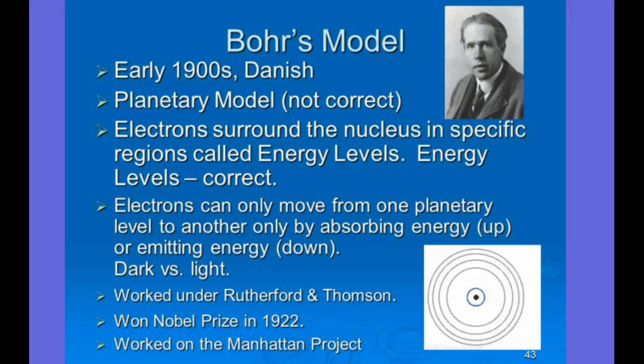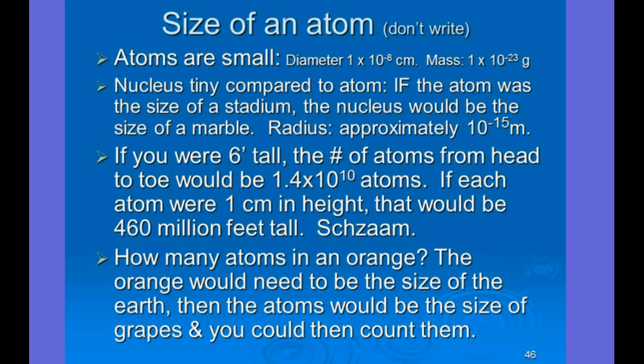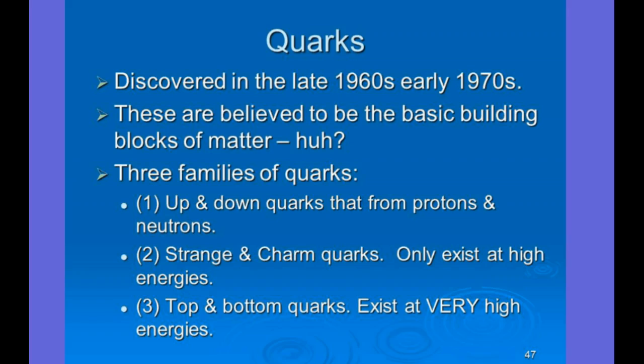And then Bohr's model is kind of the quantum mechanical model. He said that atoms have electrons that travel in kind of planetary orbits. So his is called the planetary model. And today's model is called the electron cloud model. So we're not really going to talk about the size of an atom. The size of an atom is small. And then you could read about these quarks if you'd like to.